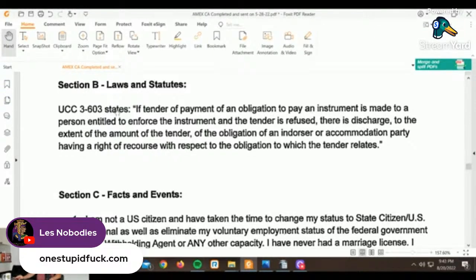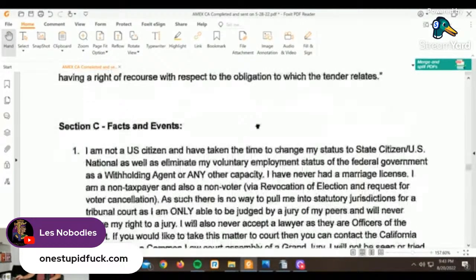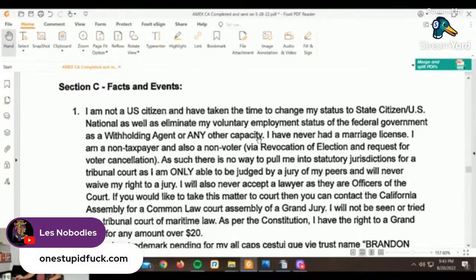UCC 3-603 states, if tender of payment of an obligation to pay an instrument is made to a person entitled to enforce the instrument and the tender is refused, there is discharge to the extent of the amount of the tender. Just like I had said in Money, Money, Money Part 2, whether they accept what you send them or they reject it, it doesn't matter. The entire amount of whatever you tendered, whatever you sent in, is then discharged. Period. End of story.